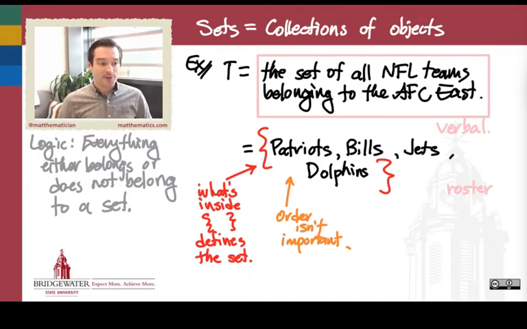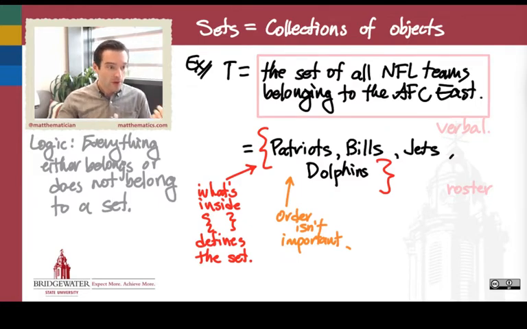Make my colleague in the philosophy department, who's from Buffalo, very happy. But I haven't changed the set by changing the order in which I've listed the elements in their roster, because after all, the set is still the set that I described in the same way in the pink box at the top here in my verbal description. This is still the set of all NFL teams that belong to the AFC East. It doesn't matter what order I write those elements in.